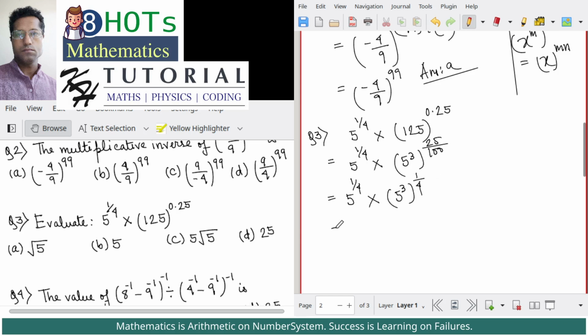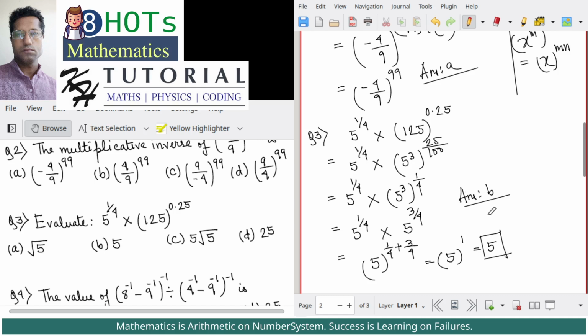So this is equal to 5 to the power 1 by 4 multiplied by 5 raised to the power 3 by 4, since 3 multiplied by 1 by 4 is 3 by 4. So now we can add up the powers and we have 5 raised to the power 1 by 4 plus 3 by 4, which is equal to 5 raised to the power 1, which is equal to 5. So the correct choice is choice B.